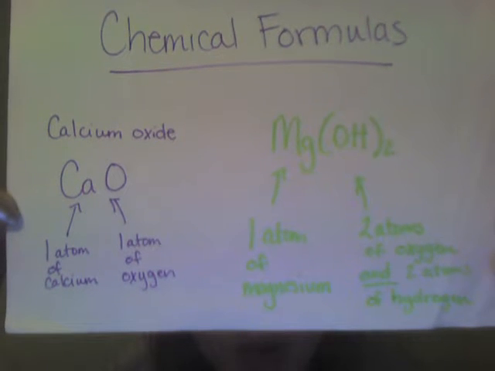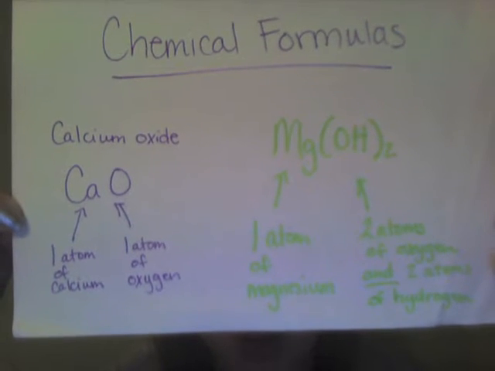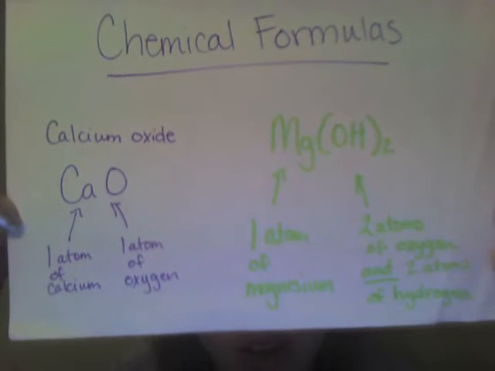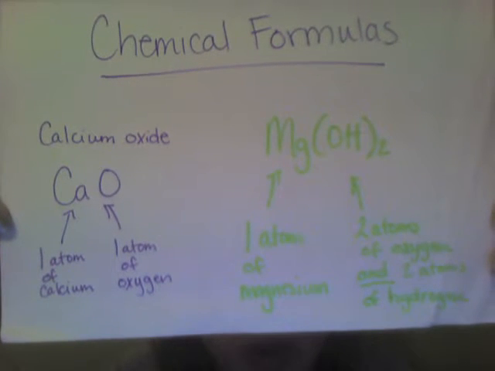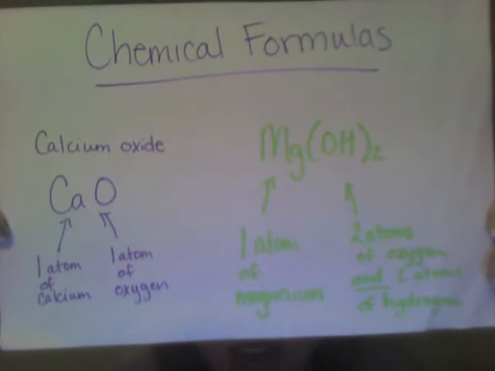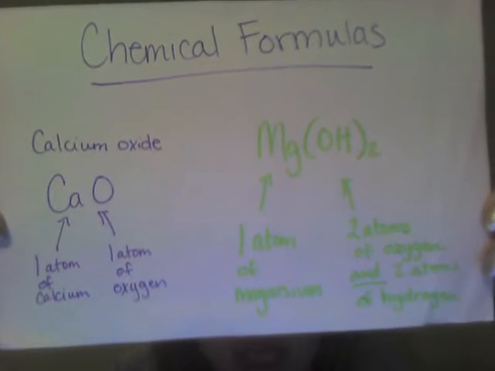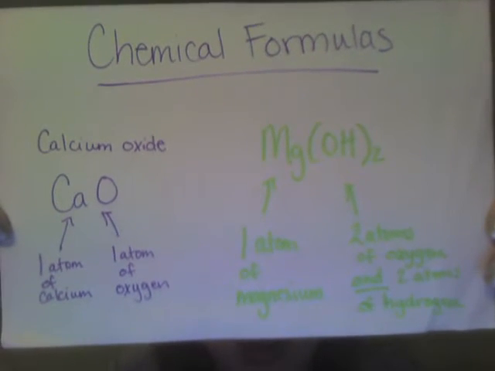And those chemical formulas, again, are incredibly important because they tell us exactly what's in a compound, and that's a very, very fixed ratio. If you change any number of elements in that compound, it's not going to be the same compound anymore.